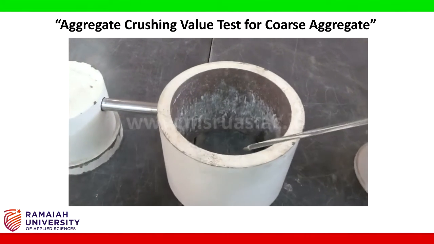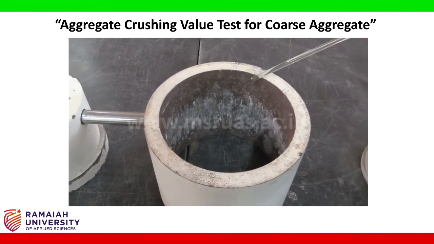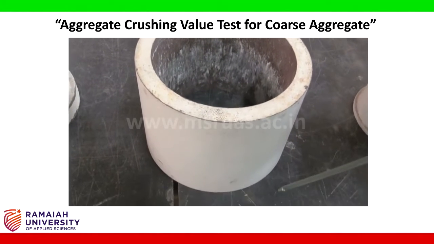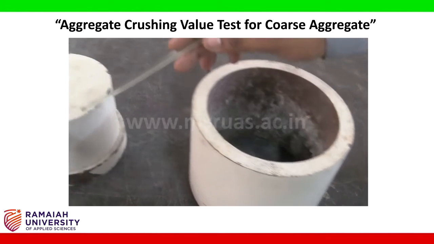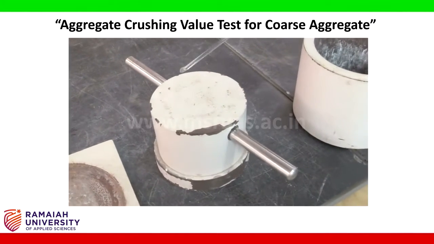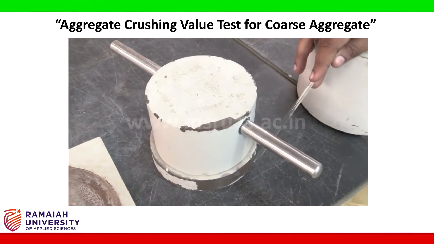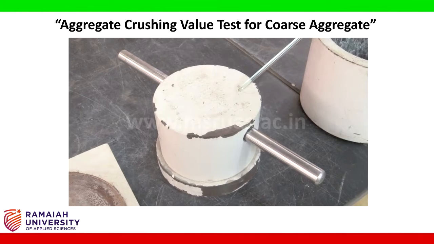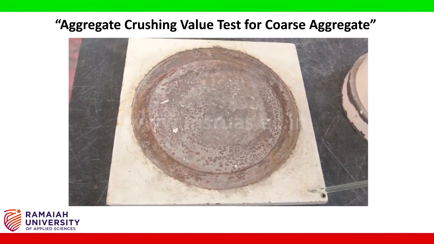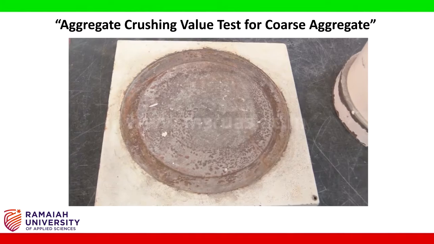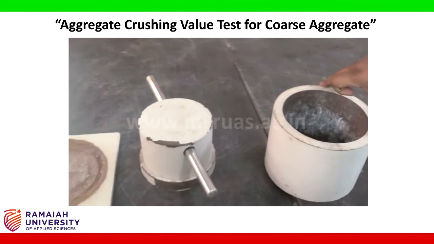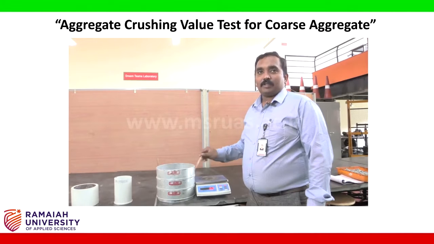The next apparatus is the testing cylinder, which has a diameter of 15.2 centimeter and a height of 14 centimeter. The next is a plunger, which has a diameter of 15 centimeter and a height of 11.5 centimeter. It is also called a plunger piston. The last apparatus required is a base plate, where we are going to fix the testing mold above the base plate.